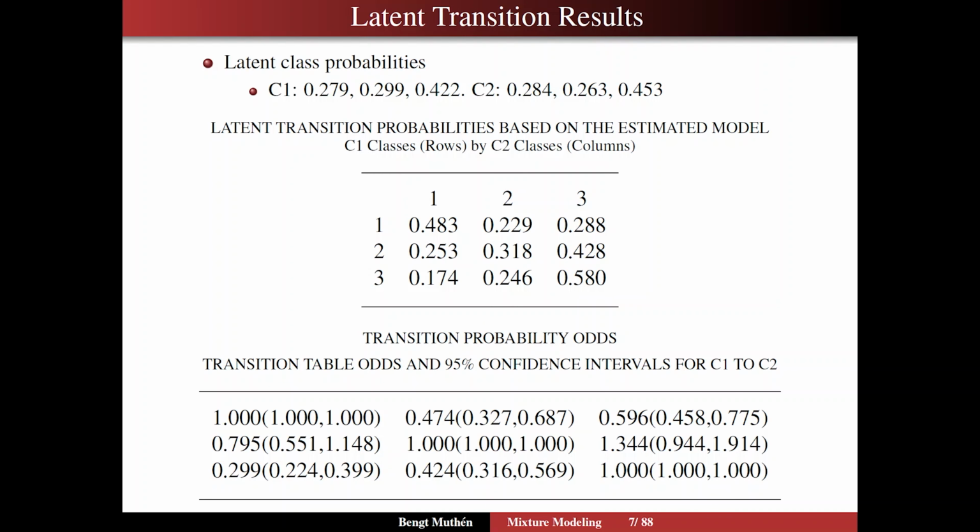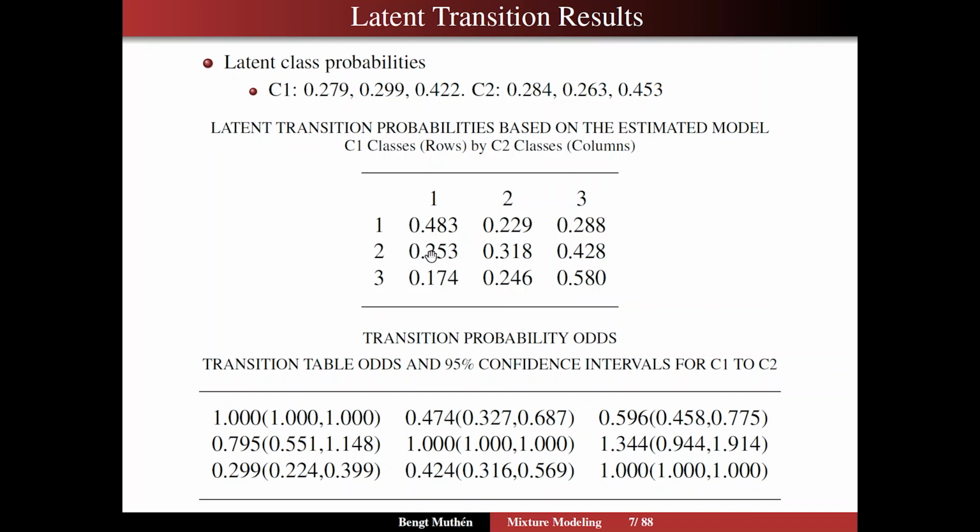So slide 7 then gives the latent transition results. We have, first of all, the latent class probabilities for the starting point at time 1 and for time 2. The latent transition probabilities based on the estimated model is what we're primarily focused on here. So the rows are the 3 classes of C1 and the columns, the 3 classes of C2. So for people who start in C1 class number 1, that is being in the first row, they have a probability of 0.483 to stay in class 1 at time point 2, and lower probabilities to move to other classes at time point 2.